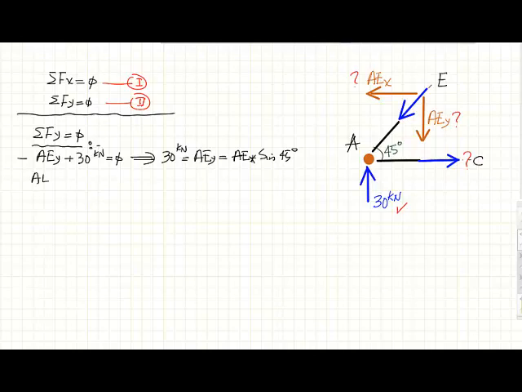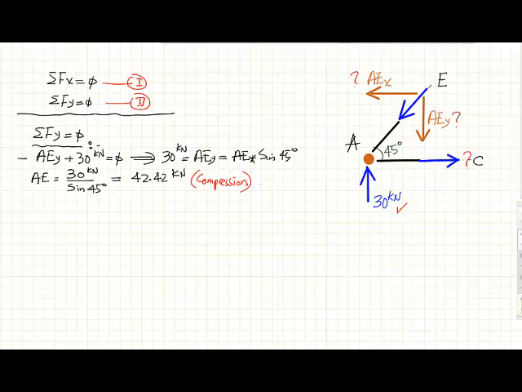So AE is equal to 30 kilonewton divided by sine 45 degrees, and that is equal to 42.42 kilonewton. So what does this mean? We got a positive answer for the force. It means that whatever we suggested for this force is correct, and the suggestion for this force was compression. So I should put in front of this force that this is 42.42, and it is compression. So that is step number one.